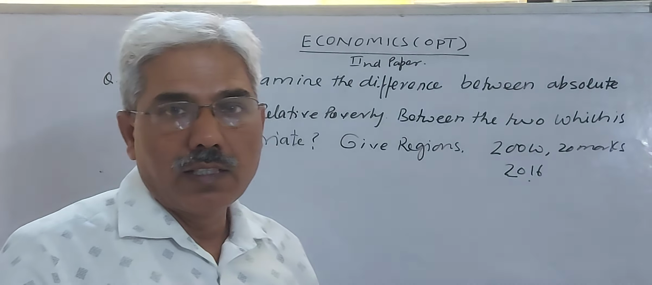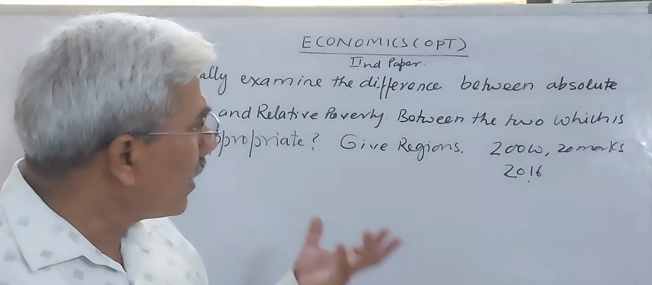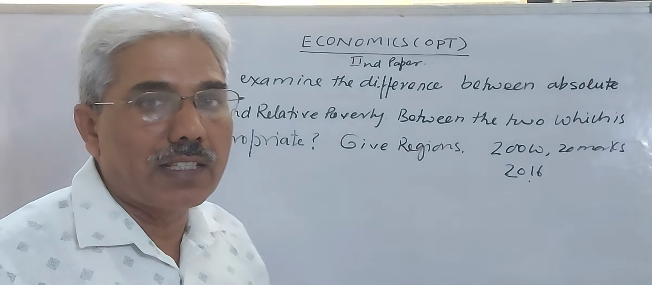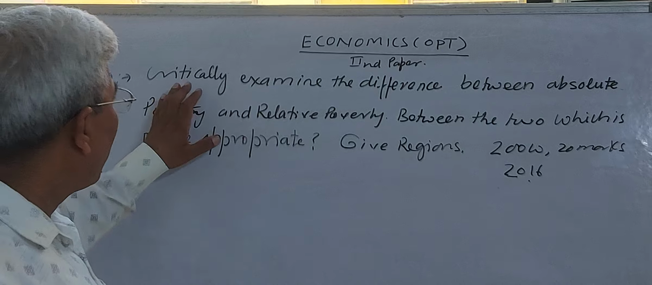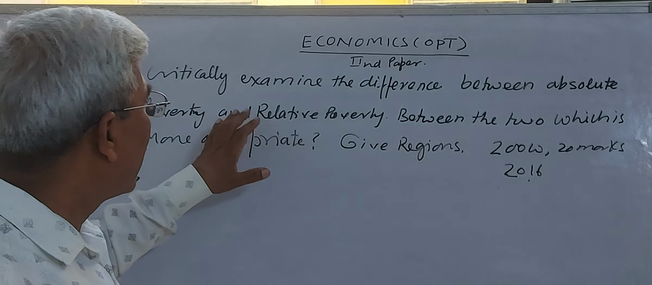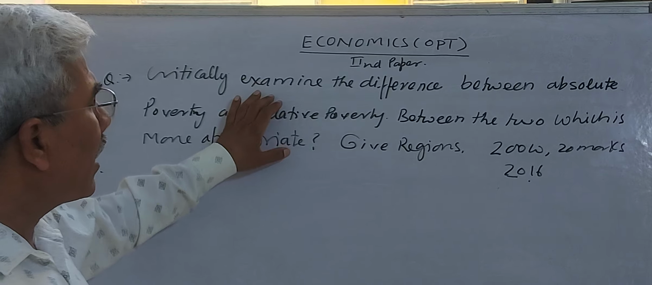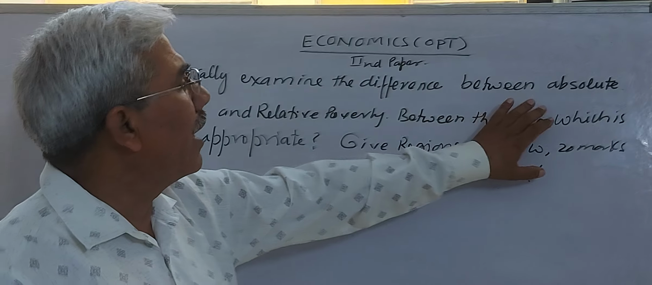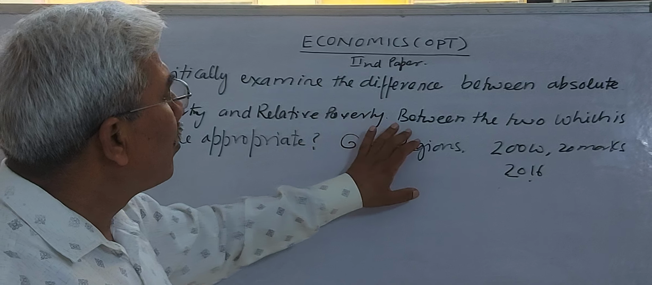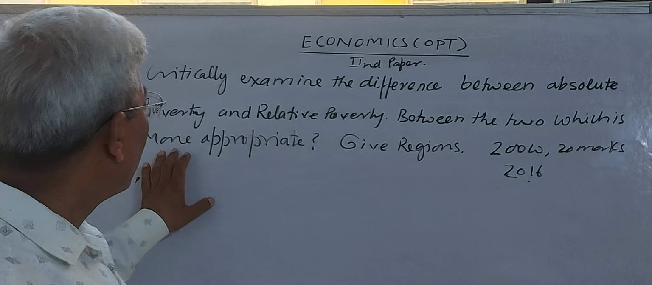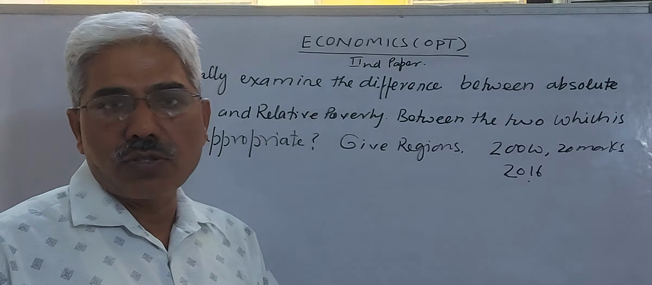The question seems very simple, but when you reach its exact sense, you will feel that this is a healthy question where you have to write a number of things. First, listen to the question carefully and understand its meaning. Critically examine the difference between absolute poverty and relative poverty. Between the two, which is more appropriate? Give reasons.